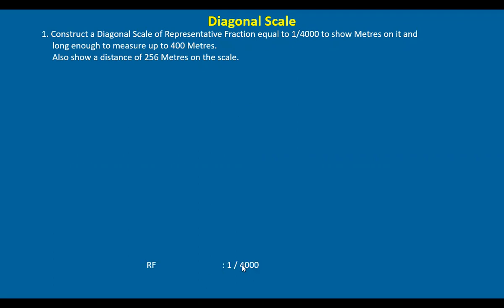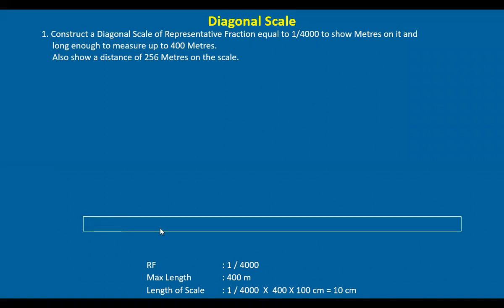RF is taken, and RF into maximum length gives the length of the scale. Because this is in meters, into 100 gives centimeters. Simplifying, you get 10 centimeters here. So we have taken a 10 centimeter long line and constructed a rectangle to show it as a scale. Dividing this into four equal parts, the entire length represents 400 meters. Each division represents 100 meters.